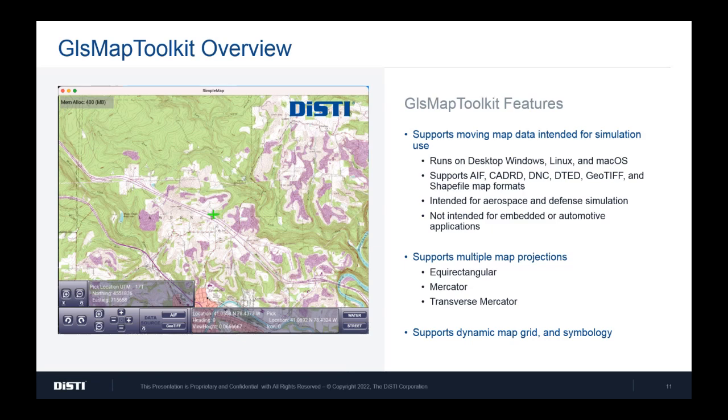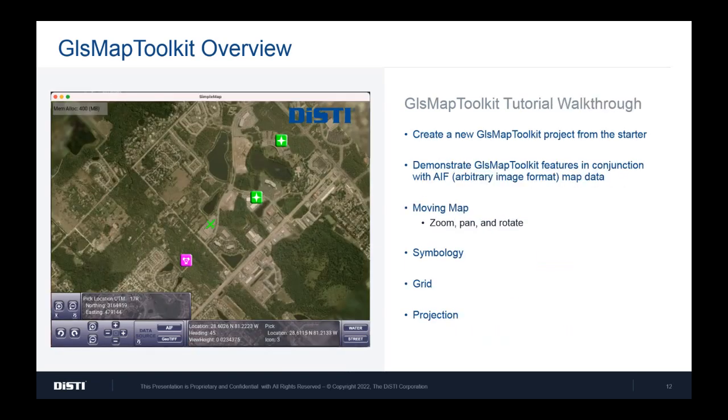This product supports multiple map projections, those being equirectangular, Mercator, and transverse Mercator. And we also support a dynamic map grid, which maps to the projection, as well as dynamic symbology out of the box. So I'm going to go ahead and walk through the GlsMapToolkt tutorial project real quick to show you some of the features that come with MapToolkt out of the box.